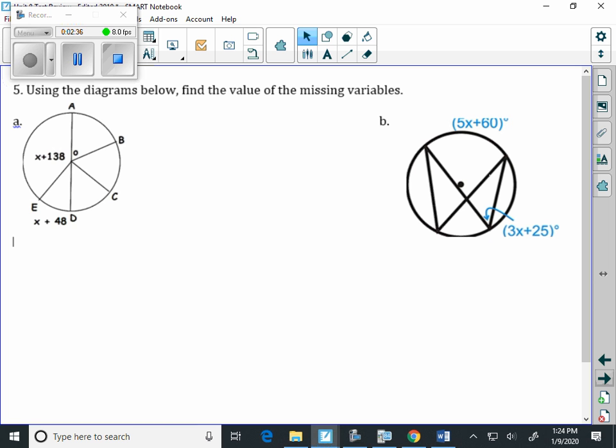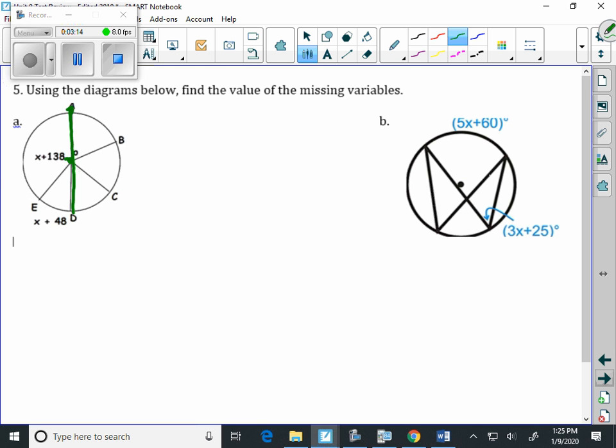Problem number 5. Using the diagrams below, find the value of the missing variables. Well, as we take a look at problem A, there's a lot of information in here. But just remember that O, being the center of the circle, is going to be helpful. We've got all central angles in there. And again, it goes back to recognizing the fact that this is a diameter.